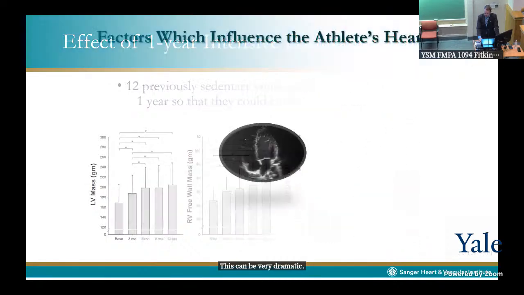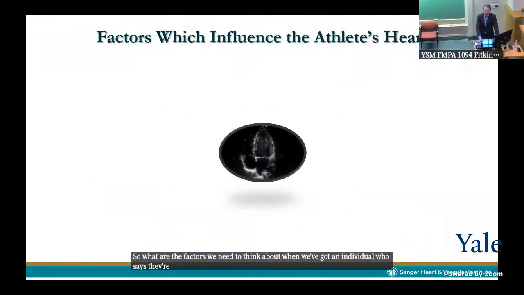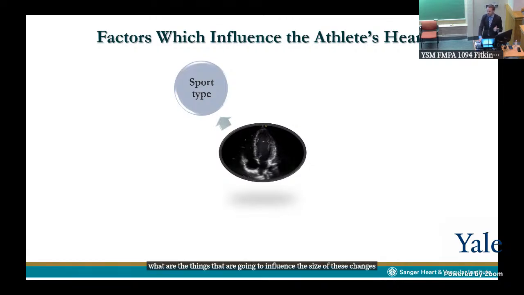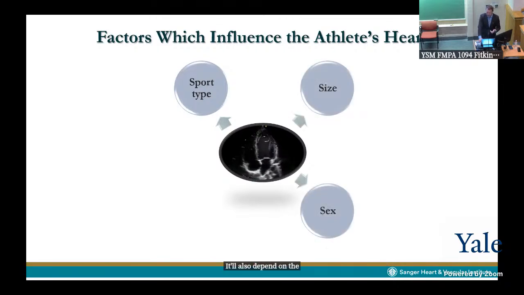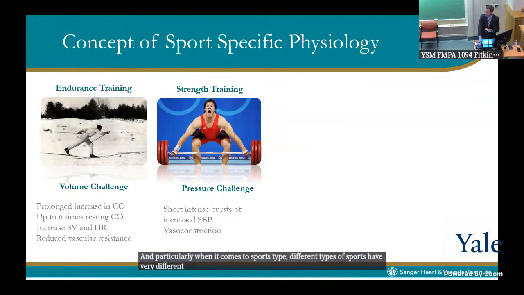So what are the factors we need to think about when we've got an individual who says they're an athlete and they've got aortic regurgitation? What are the things that are going to influence the size of these changes? Well, one, it'll depend on the sport type. It'll also depend on the size of the athlete, their gender, and their age. And particularly when it comes to sport type, different types of sports have very different physiologic stresses on the heart.